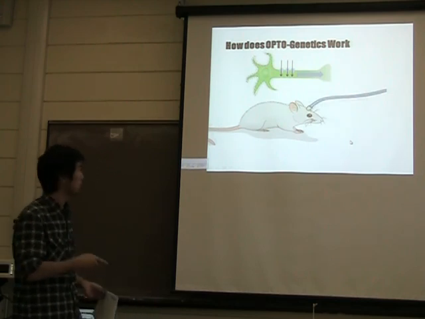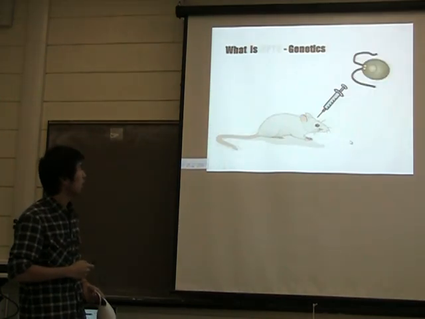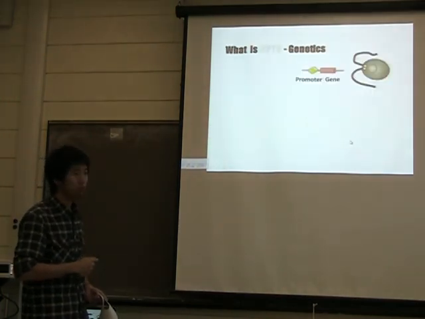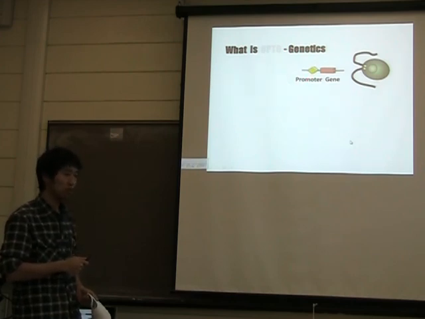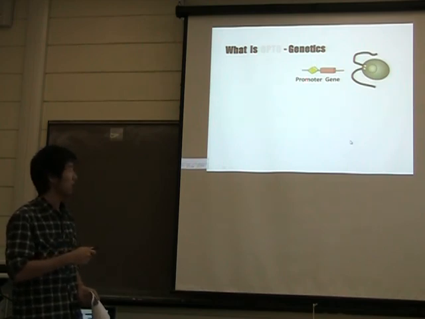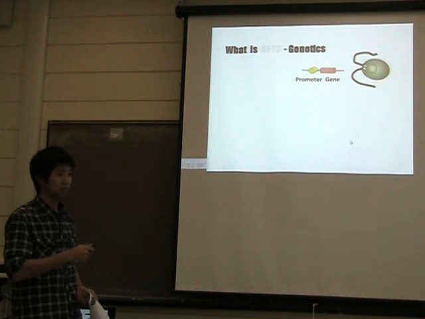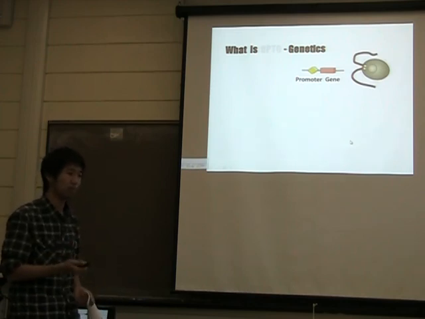you can see here there's a promoter. The promoter is the switch of the gene. So if we change the promoter, we can control the gene to express in specific cells. So if there's light, we can trigger just the cells with this promoter. So we can control which cells we activate. That's it.